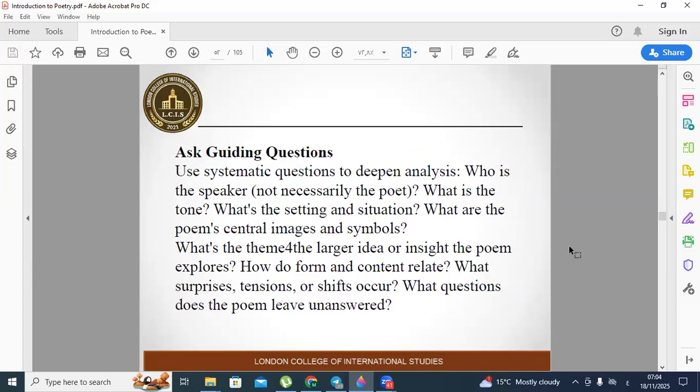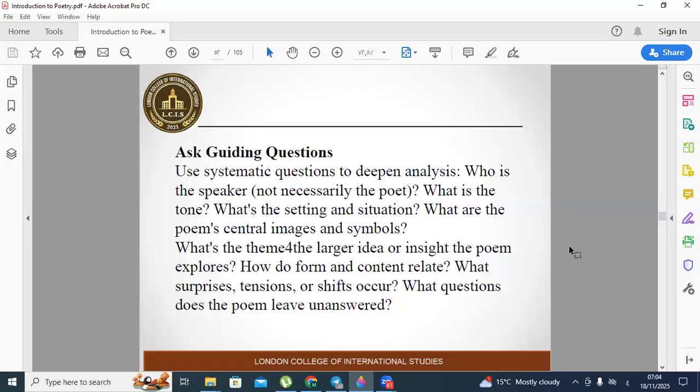Use systematic questions to deepen analysis. First, who is the speaker? Remember, the speaker isn't necessarily the poet; poems create personas. What is the tone? Serious, playful, angry, melancholic, ironic? What is the setting and situation? Where and when does this poem take place? What's happening? What are the poem's central images and symbols? What pictures does it create? What objects or images recur?